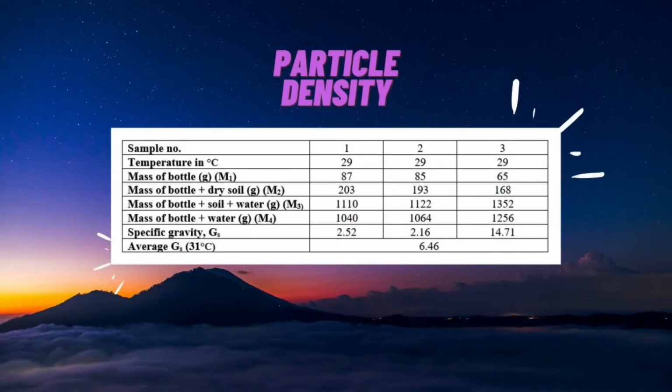So, this is the data that I get from this experiment. The value of specific gravity is calculated using M2 minus M1 divided by M4 minus M1 minus M3 minus M2.